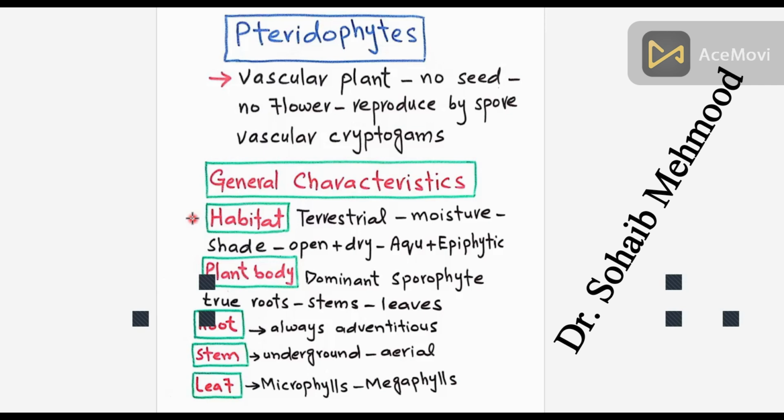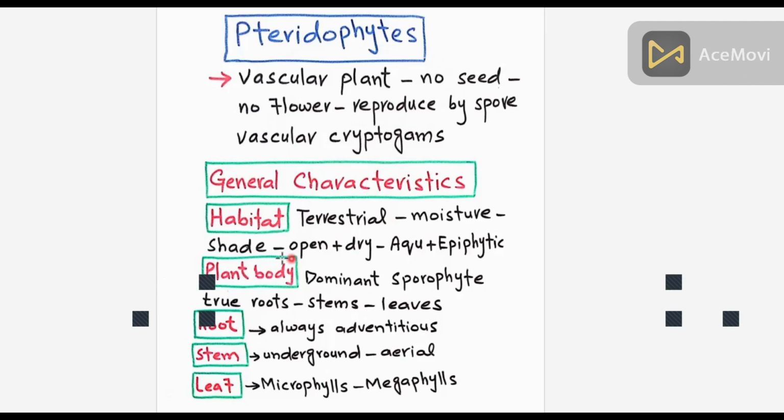Habitat. The pteridophytes grow in a variety of habitats. Most pteridophytes are terrestrial and grow well in abundant moisture and shade, while some flourish in open, dry, and xeric conditions. A few are aquatic, while still others are epiphytic.